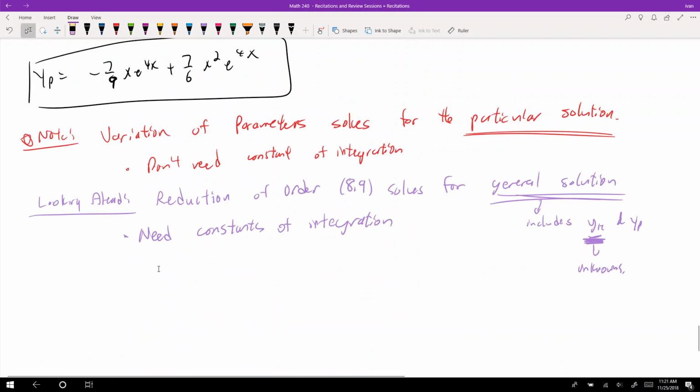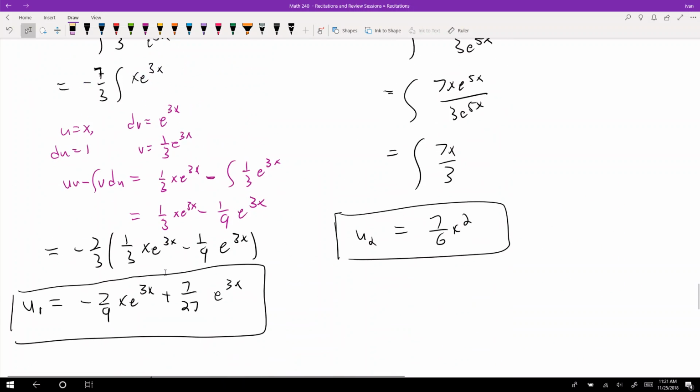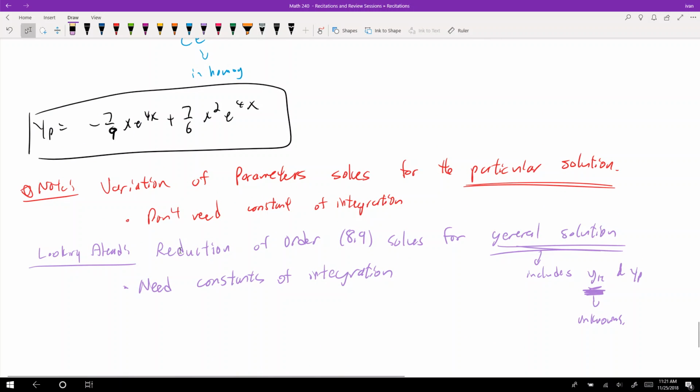So keep that in mind. Variation of parameters, the method we're doing right now, with this integration right here, we do not need to add constants of integration. We don't need these plus C's. So don't include constants of integration in variation of parameters. And in reduction of order, because you're solving for the general solution, not the particular solution, you will need that in the future.